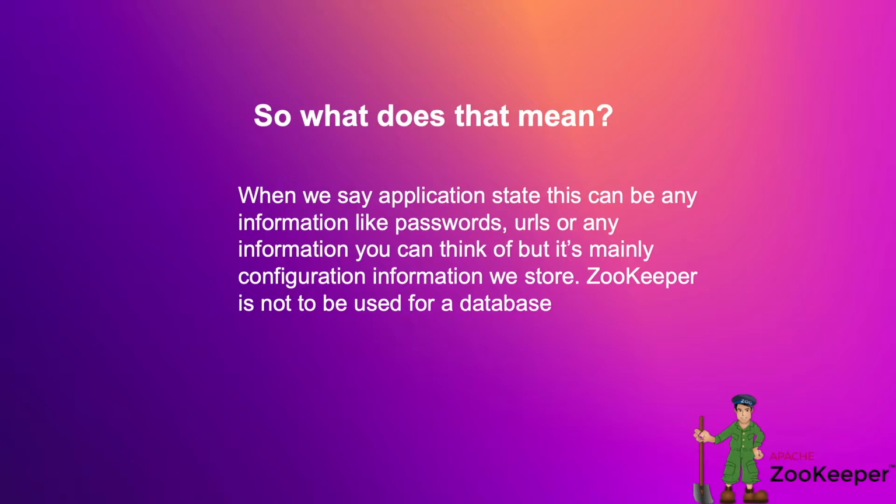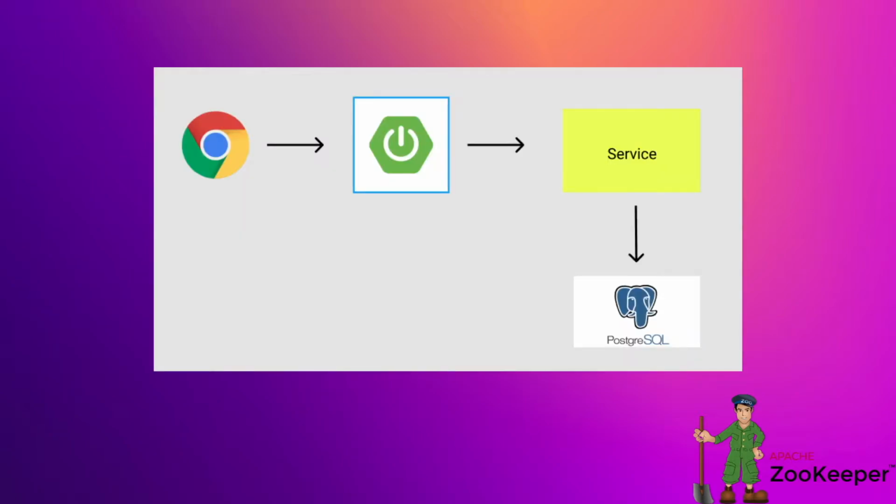When we say application state, this information can be anything that you can think of, but most likely it's things like passwords, URLs, but it can be any information you want. It's important to keep in mind that this information is usually config information, so it's not just general big bulky data. If you want to store big amounts of data, that's what a database is used for. So ZooKeeper is not a database, or it's not a solution to a database for most cases. It's mainly for config data.